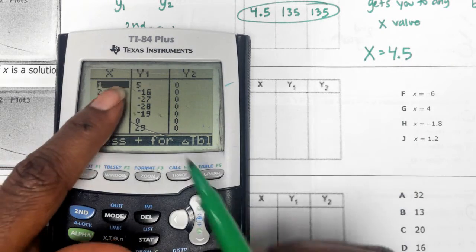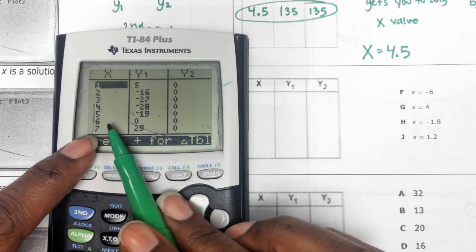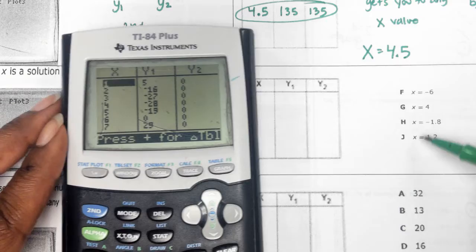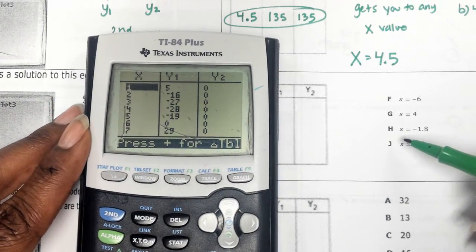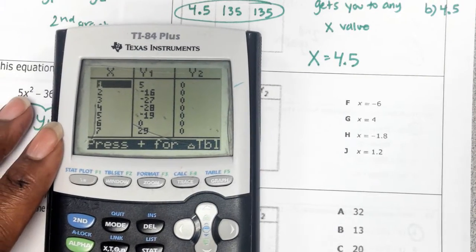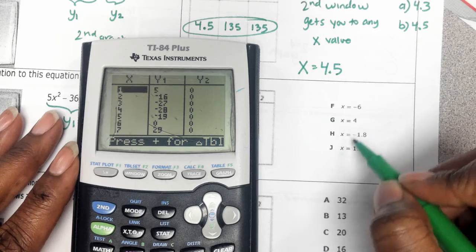Now earlier somebody spotted, you see how these are the same? So x equals 6, right? That's one of the answers. Do you see an x equals 6 over here? No. That's a negative 6. That's not the same thing. All right? So now we're going to use second window to get to each of these x's.